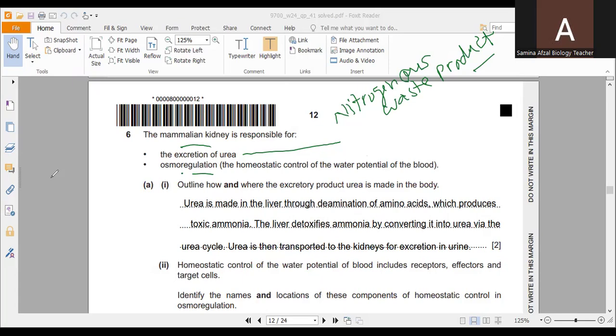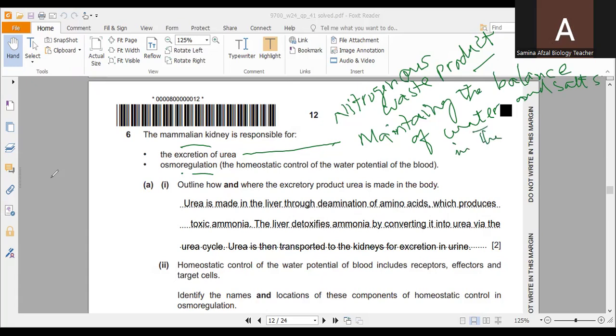Osmoregulation, the homeostatic control. So what is osmoregulation? It is actually maintaining the balance of water and salt in the body fluids, in the blood or body fluids.